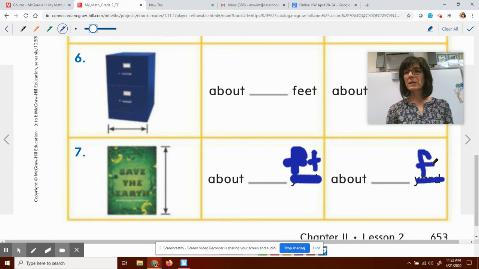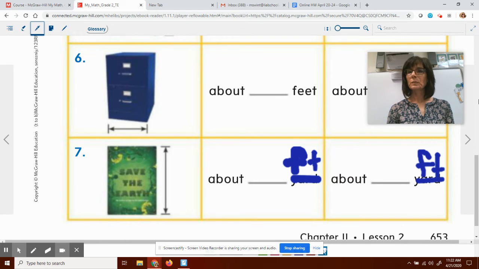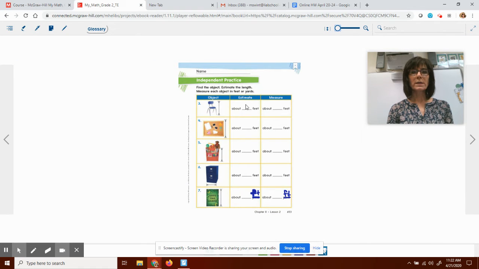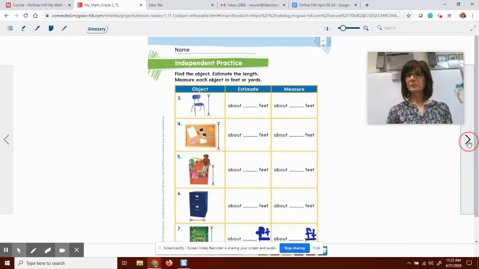So basically, what I am telling you to do today is this. I want you to go ahead and measure 1, 2, 3, 4, 5 items. You can measure these items or any 5 items in your house, just as long as you've got some practice in measuring. Let's go to the next page.